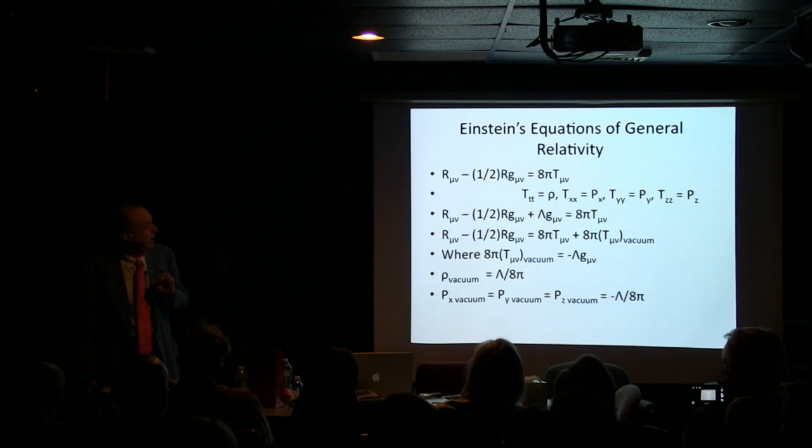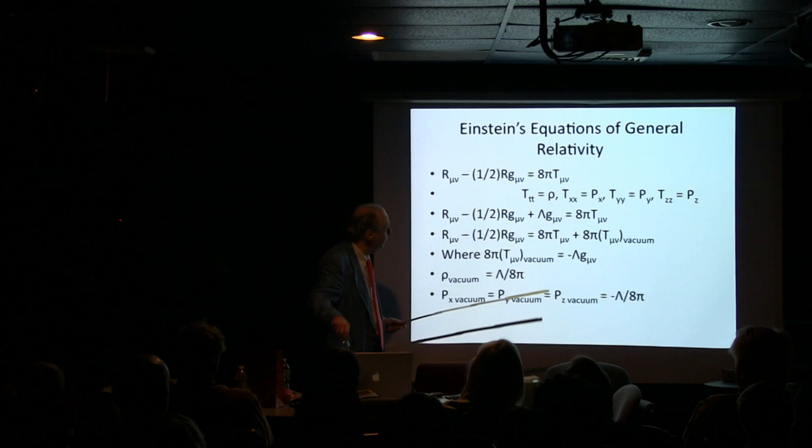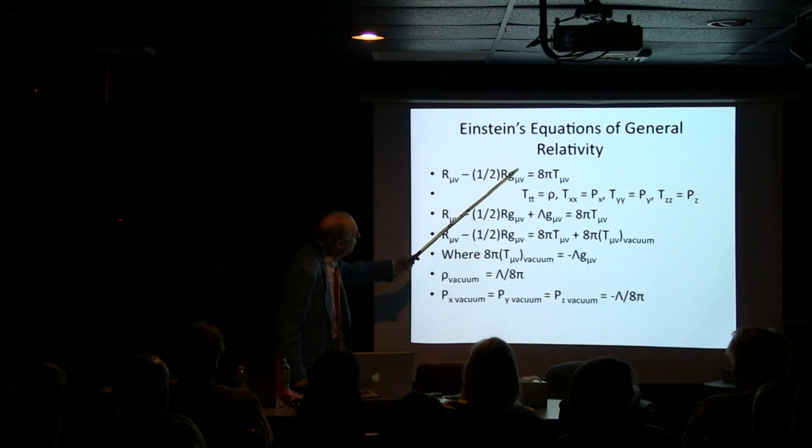And so these are equations that he worked on for 7 years to tell him how this would work. And so this is the stuff in the universe here. And it causes space and time to curve. These are curvature terms, and it tells you how much curvature is produced by the stuff.